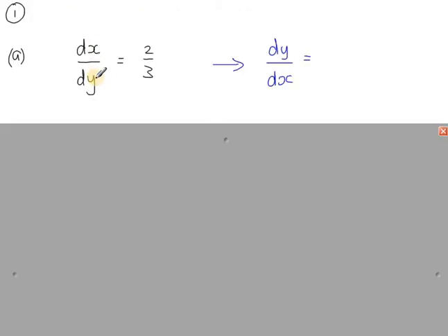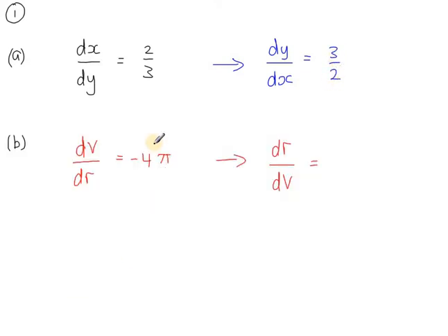If dx by dy is 2/3, then dy by dx means we have to flip over both sides, so 3/2. And likewise with this derivative, if you flip over both sides, then dr by dv will be 1/4 pi, and it's still a minus. We can put the minus there.